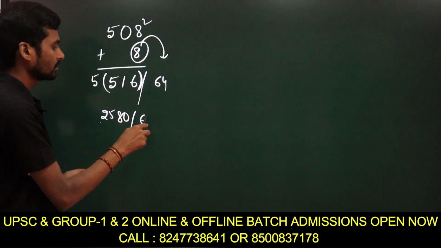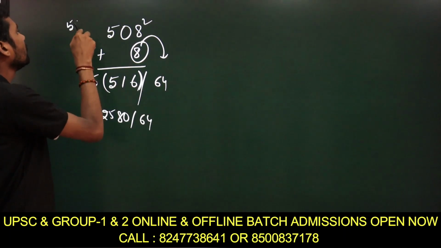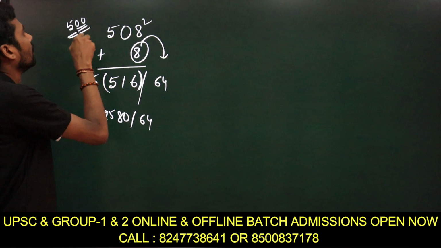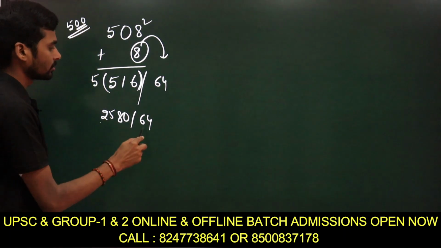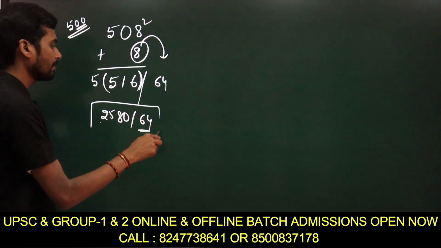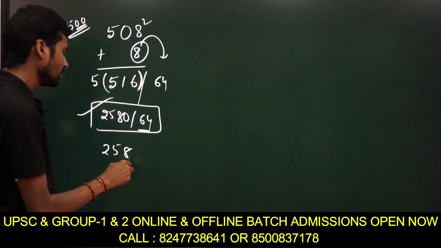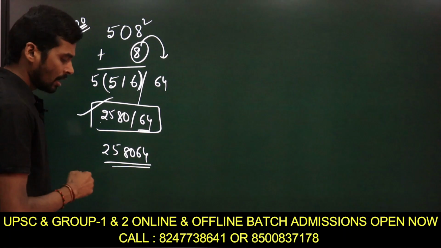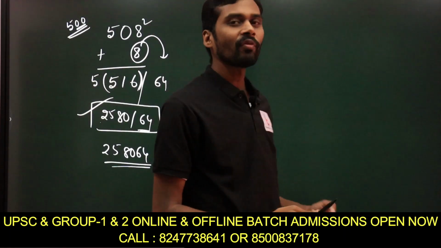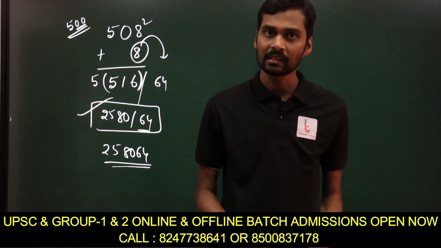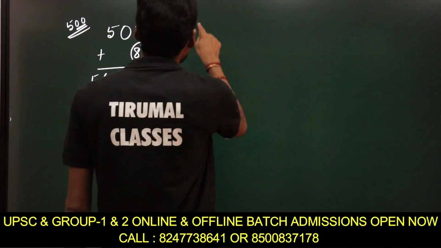And the next part is 64. The base value is 500, so how many zeros do we have? Two zeros, so I should have two digits in the right side part. Yes, I have it. The final answer is 258064. With practice, you can find the square of any number within a fraction of a second. Is it clear? Let's take another number.